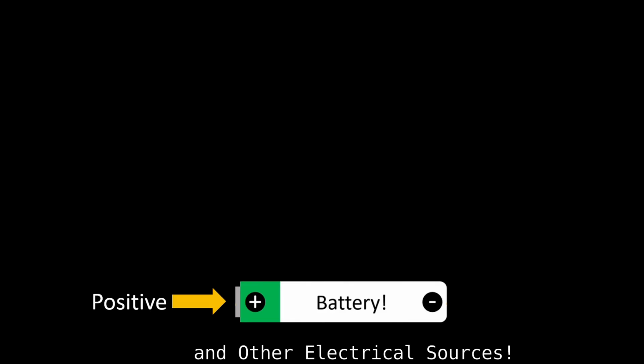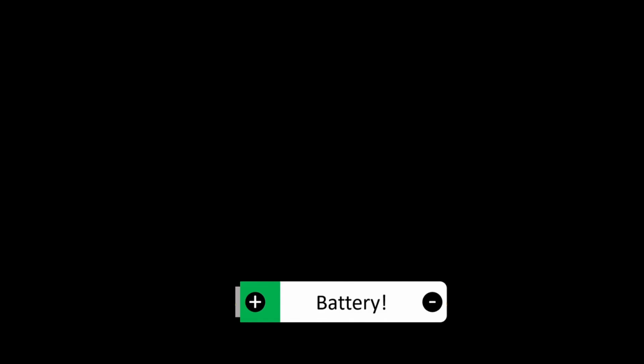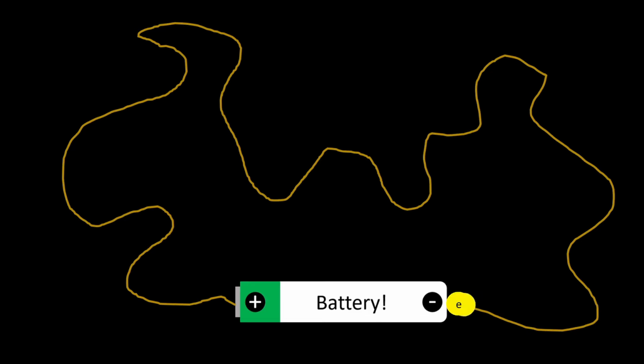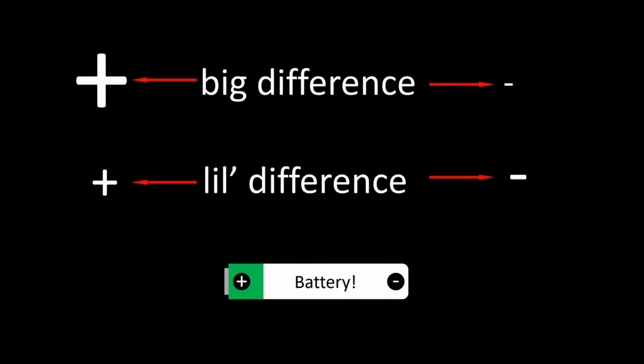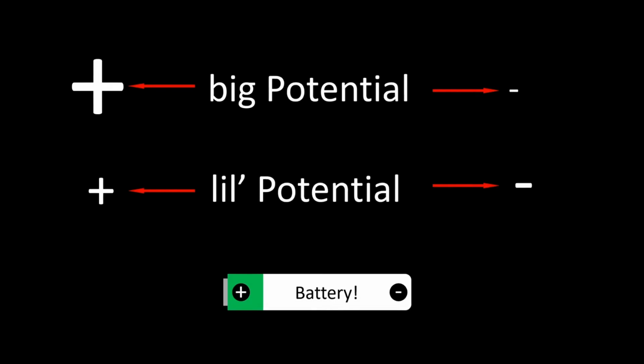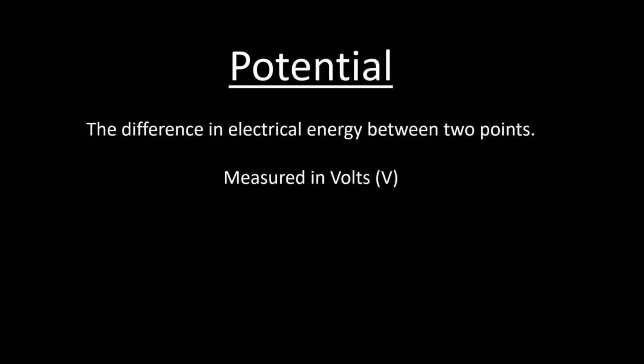Batteries have a positive and negative terminal. And if we connect those, electrons will flow from the negative to the positive side. We call this flow of electrons current. The difference in electrical charge between the sides of the battery is called a potential, which is measured in voltage. This potential is the voltage that batteries are named after.